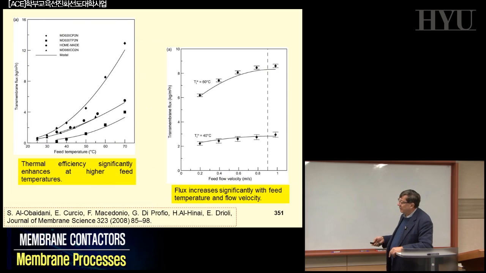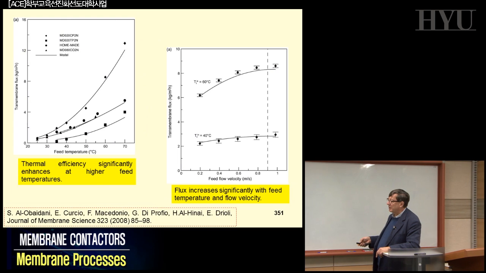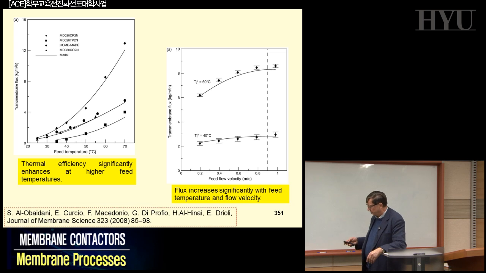That is again something that is giving you the thermal efficiency that can increase significantly with a high temperature. Increasing temperature can increase thermal efficiency. And here is the same: the feed flow velocity, the transmembrane flux, is increasing significantly when you are increasing flow velocity and feed temperature. Again, these parameters are giving you how we can improve the performance of this kind of operation.